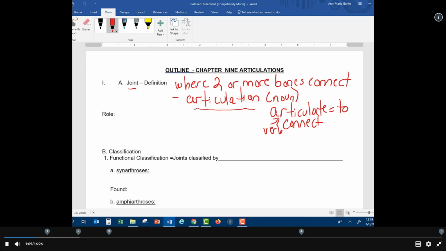What is the role of joints? One of the roles is to allow the skeleton to move. So bones are fairly stiff, but the joints allow movement between bones. The other purpose of joints is to hold bones together.